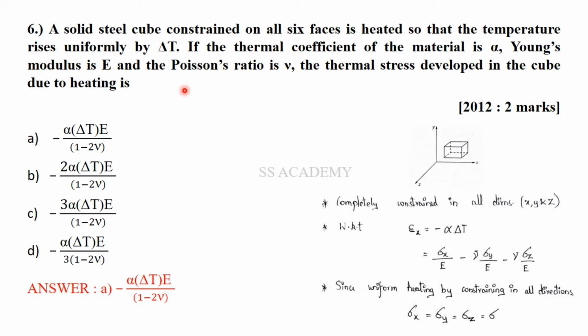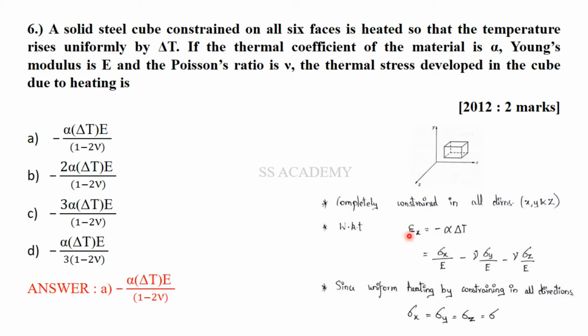You may get confused, since it is constrained, that it is completely restricted expansion in one direction. But remember, we have known only completely restricted expansion in one direction, but here it is constrained on all six faces, which means it is completely restricted expansion in all the three directions. So we must be cautious. Completely restricted expansion in all directions means that it is restricted in x, y and z directions.